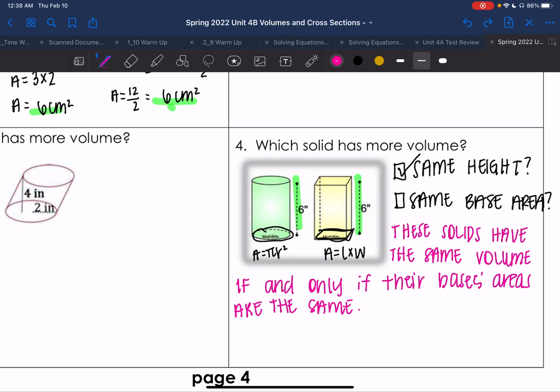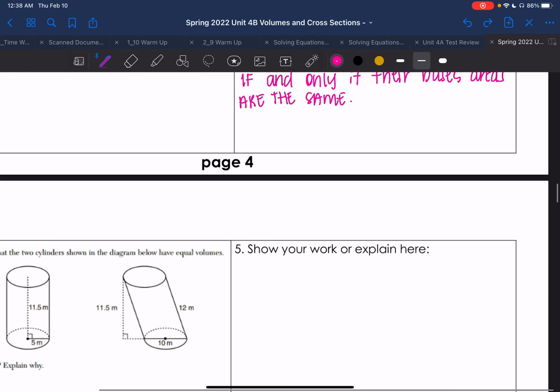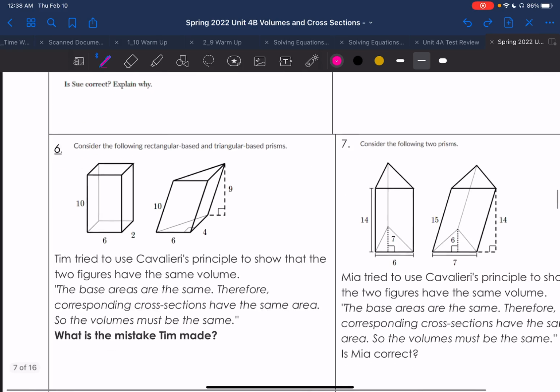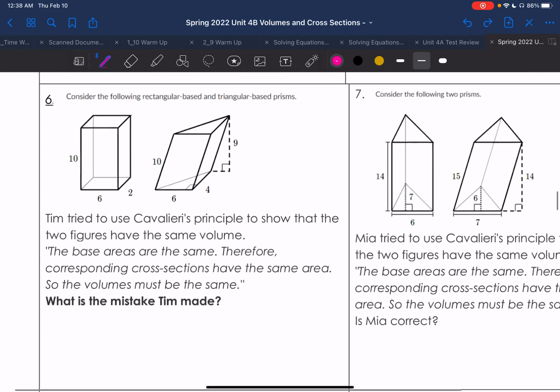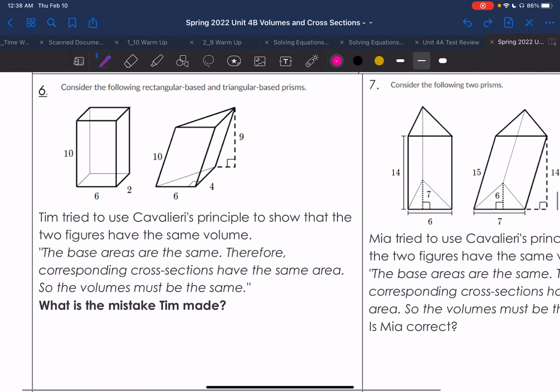All right, I want to take a look at one more problem, and then you guys will have the rest of your notes to figure out. Flip over your page and look at number 6, okay? Because this one is a little more error analysis. So flip over to page 5, and we're going to end on number 6 for this video. All right, so Tim tried to use Cavalieri's principle to show that two figures have the same volume. You guys will have to read, so sorry about it, but suck it up.